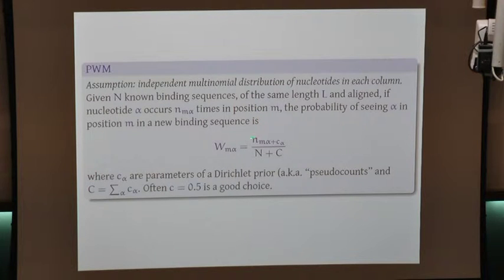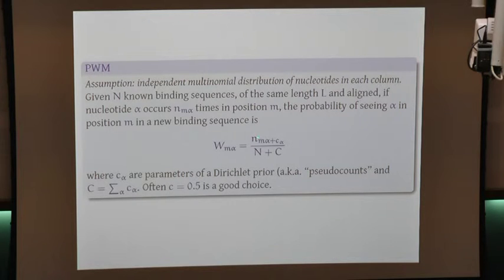Well, in mathematical terms, it's basically an assumption that every position within a binding sequence is given independently by a multinomial distribution over the 4 nucleotides. So if you're given n binding sequences, each of the same length L, what you're doing is you're assuming that each column is independently sampled from some probability distribution. And then given these sequences, the probability of seeing a nucleotide alpha, where alpha is A, C, G, or T, in one of the positions, I mean, a new binding sequence is this, where big N is the number of sequences you have in your training data.